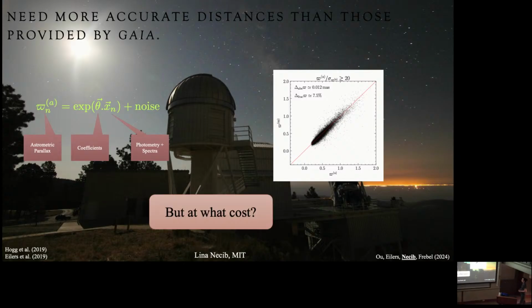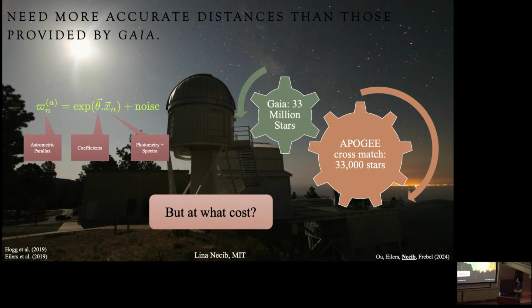This, of course, comes at a cost, and the cost is statistics, because from Gaia, we take those 33 million RVs, and we have to go down to what APOGEE crossmatch actually has for us, which starts at 100,000, but with a lot of different cuts, you end up with 33,000. So we lose about a factor of 1,000. That's unfortunate, but 33,000 stars is still a lot of stars. So we can actually do some real science with it.